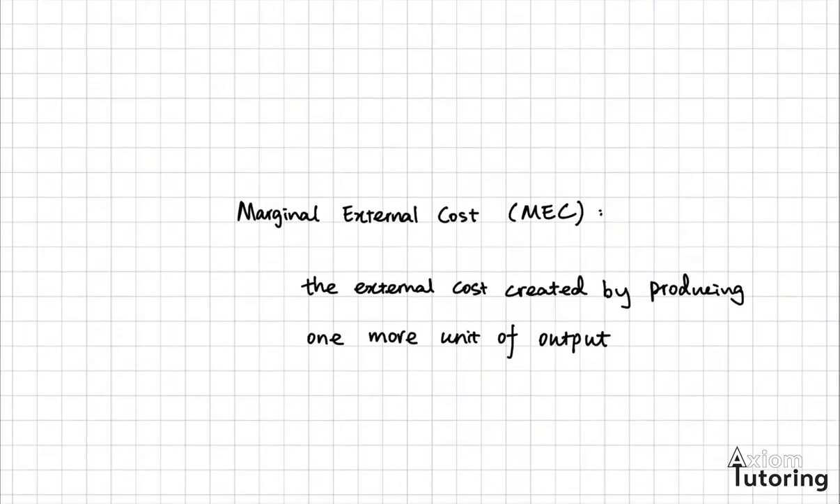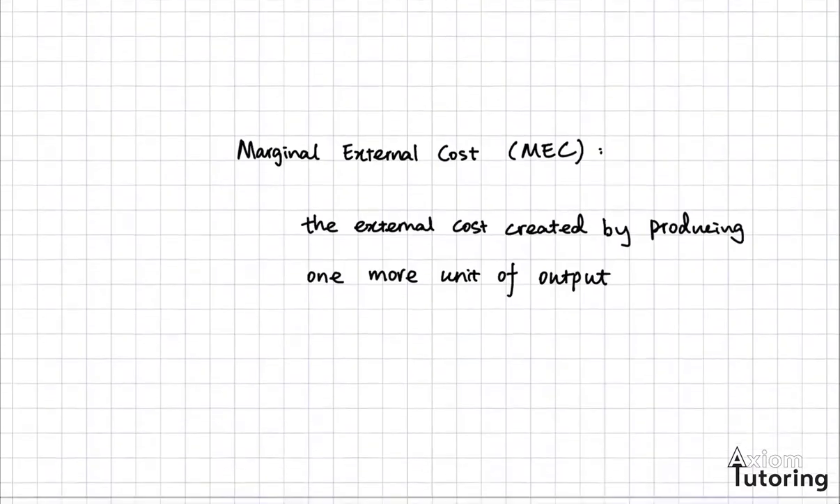If producing one more ton of steel creates additional pollution that causes £5 worth of health damage, then the marginal external cost would be £5. And this is the cost that is not borne, not paid by the firm. It is imposed on others.